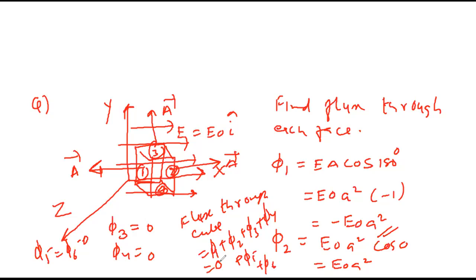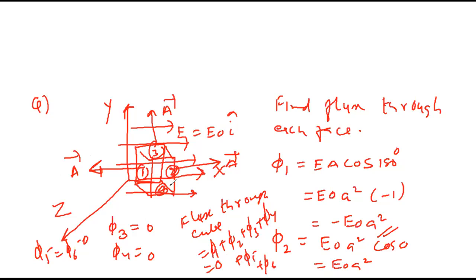That means whenever you see a closed cube and the charge is not inside, then you will always get flux as 0. Just copy this. If the charge is inside, then it will be q upon epsilon naught. We are going to prove this further. That is called Gauss's law.